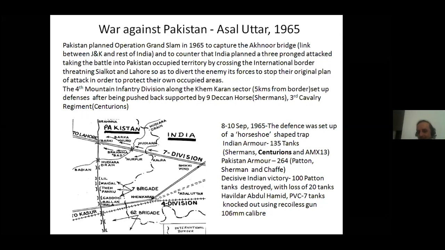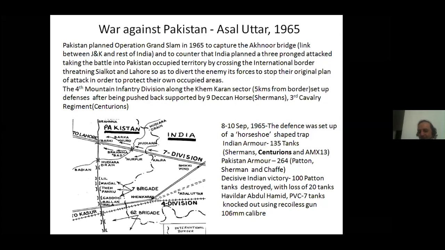But who actually takes the action first and comes up is Quartermaster Havildar Abdul Hamid. He is among the six recoilless guns, in one of the six jeeps that accompany the defensive position. So he starts firing at the Pakistani tanks here, and he ends up destroying about seven tanks.